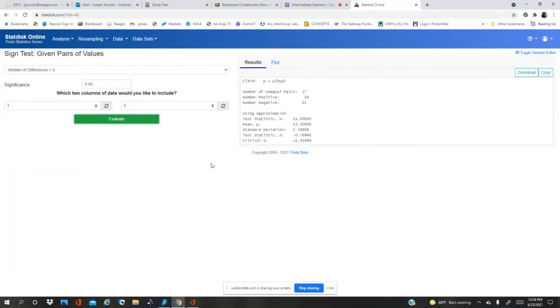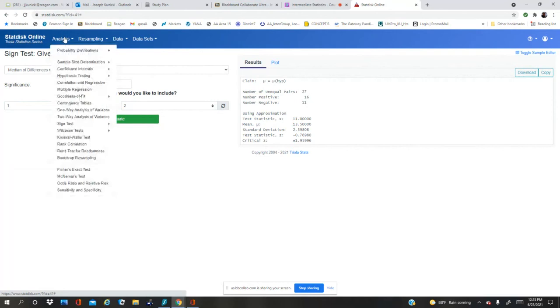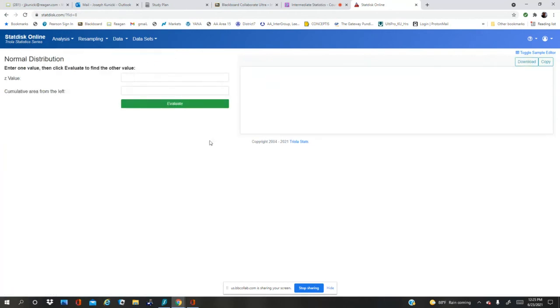The z-stat is minus 0.76980. Critical z, in case they ask, plus or minus 1.96. That's your standard 95% confidence interval. Excuse me. The only thing I'll need otherwise, I'm going to go to Analysis, Probability Distribution, Normal. And I'm going to get the p-value.